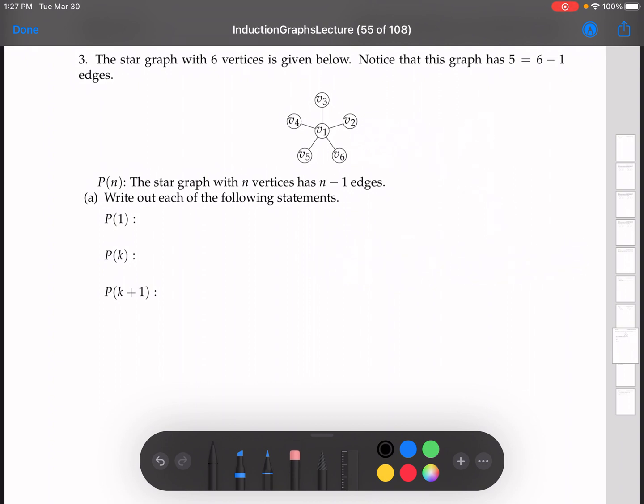All right, so this part A, in all of the induction problems, there's nothing to do. You don't have to think too hard about it. I mean, there's some writing to do, but don't think too hard about this. Don't make this harder than it needs to be.